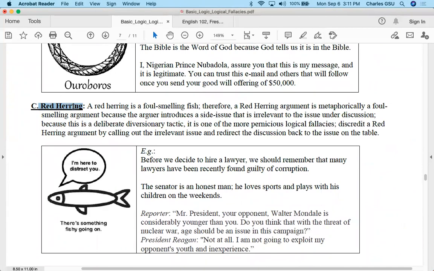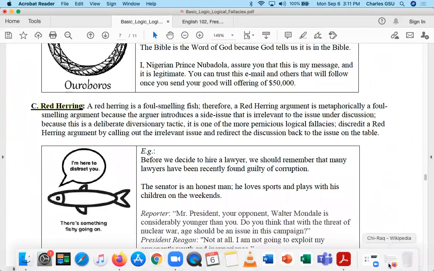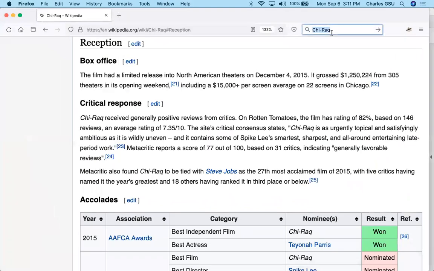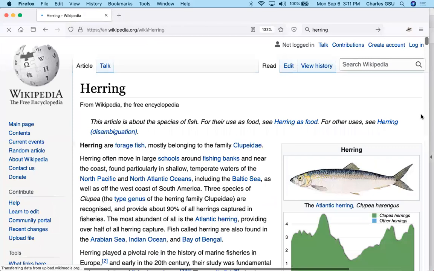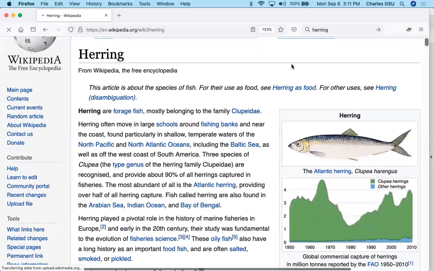Red herring. So red herring, or herring itself, I should show you, is an actual fish, and happens to have a kind of pretty strong fishy foul odor, right? So imagine this scenario. We're having, like in an actual classroom, a discussion about something, and someone comes to the door and is holding one of these herrings, a foul smelling fish, right?